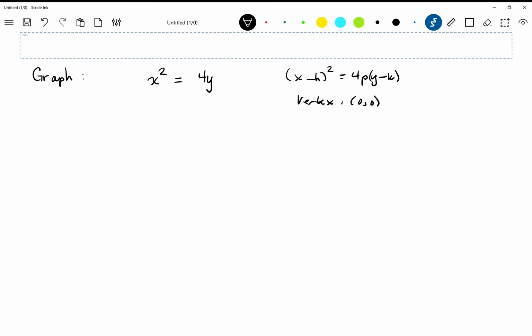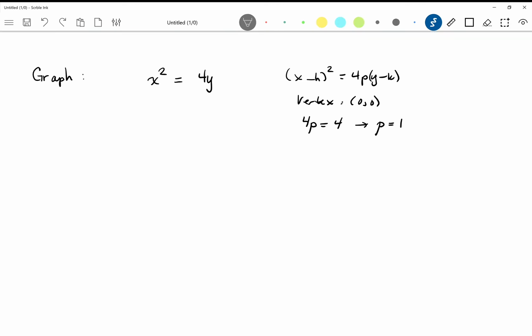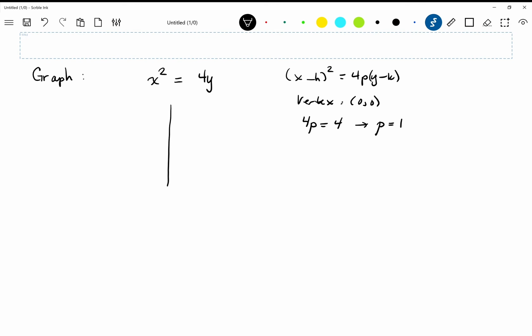We also know that since the coefficient of y is 4, this means that 4p is equal to 4, which means p is equal to 1. So what that means is that our focus is 1 unit away from the vertex. And since it's an x squared, we know that the parabola opens either upward or downward. And since p is positive, we know that it opens upward.